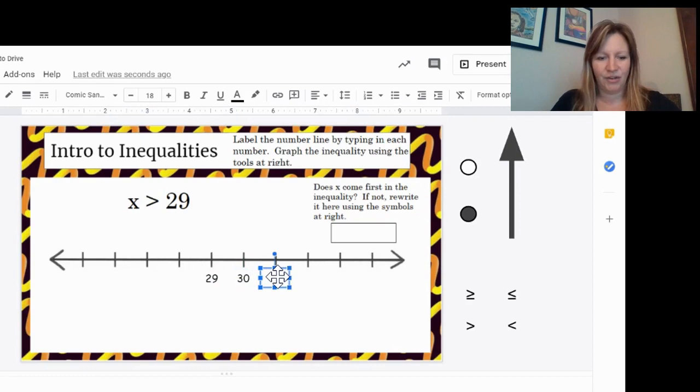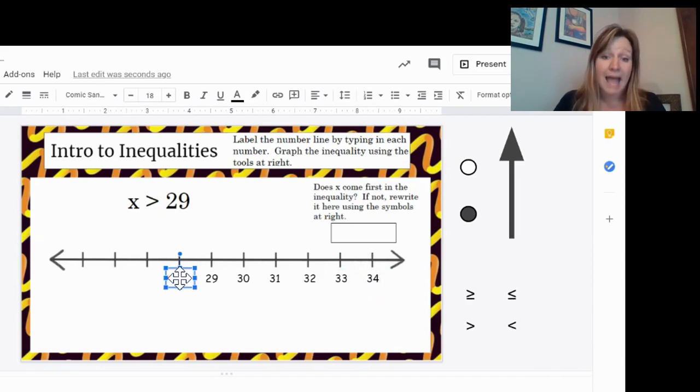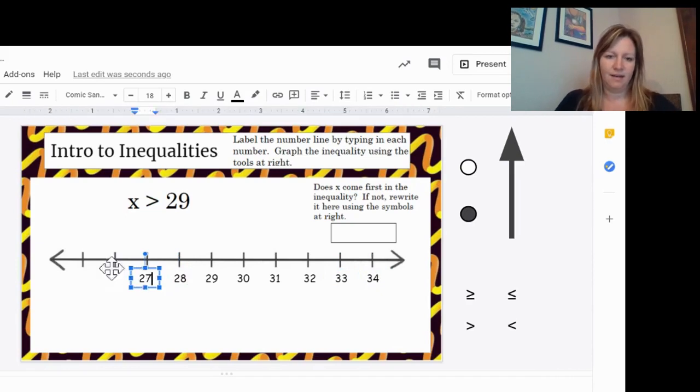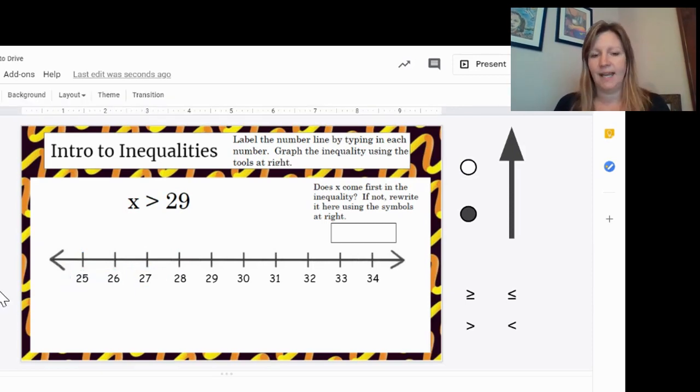And then we would have a 31, a 32, a 33, and a 34. Numbers to the left are actually getting smaller. So this is where my 28 would go, my 27, my 26, and my 25. If you think this is fun, wait till we get to negatives.